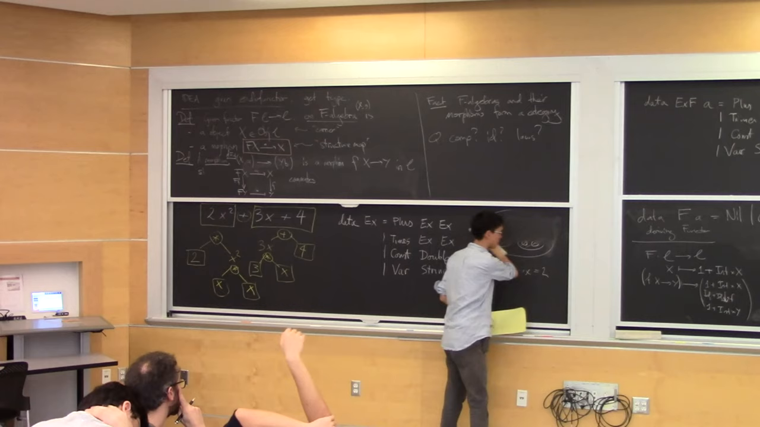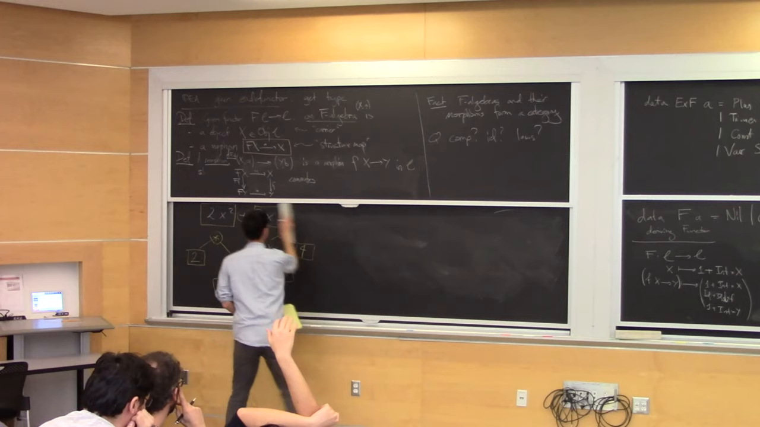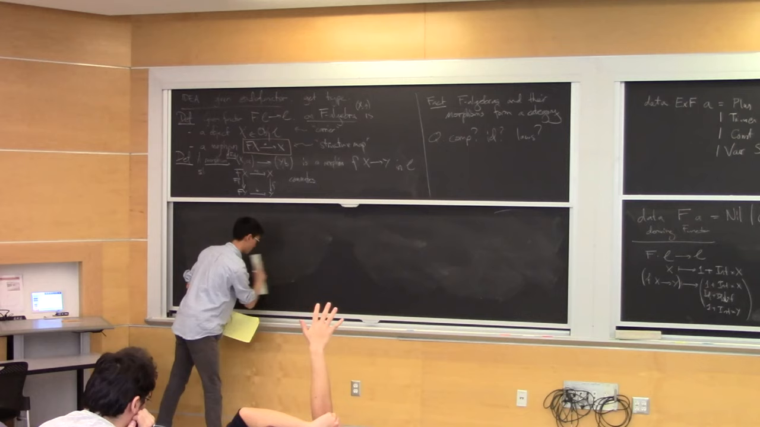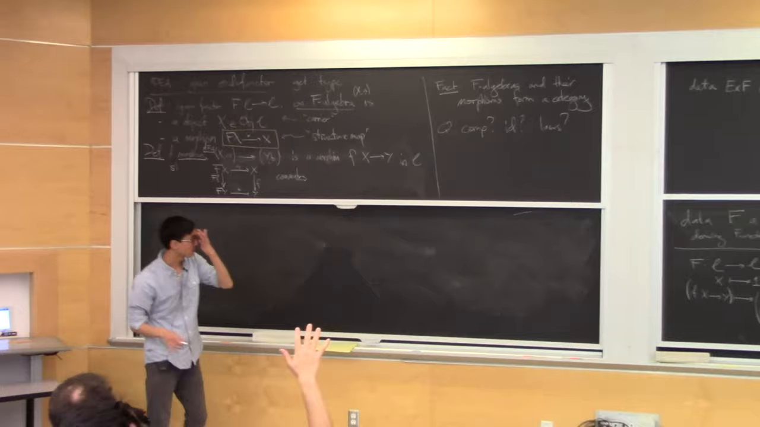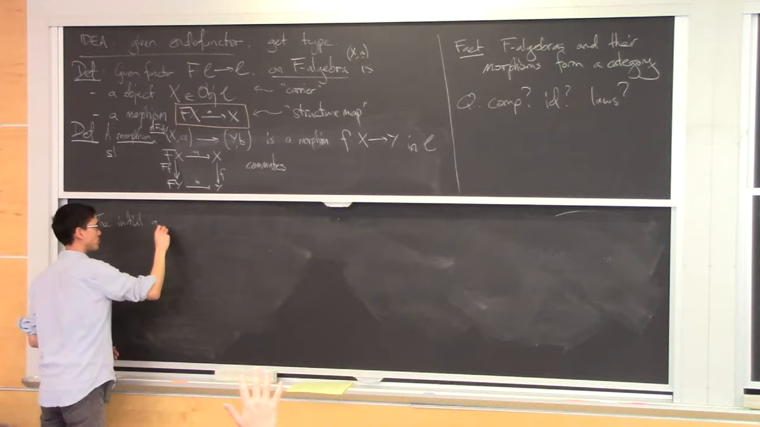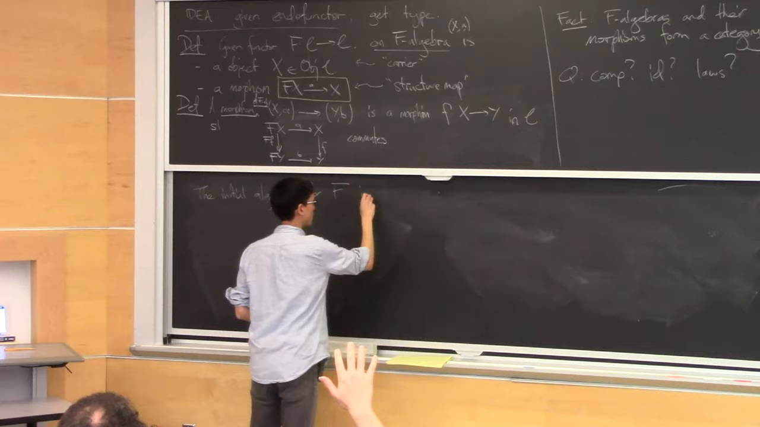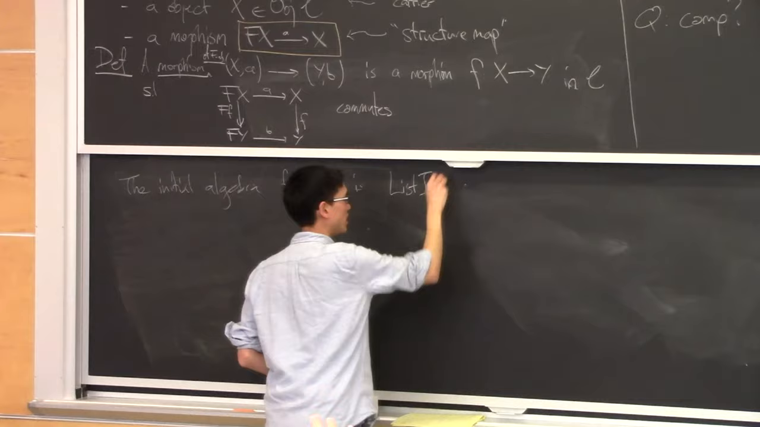Maybe I'll just give examples then. So there's an algebra. In fact, the initial algebra for this functor, the initial algebra for F, is what I'm going to call list int. It's going to be a list of integers, for this particular F.